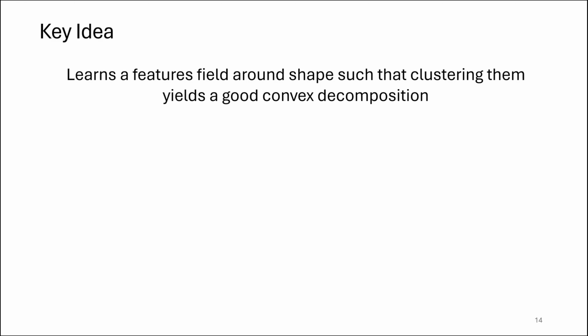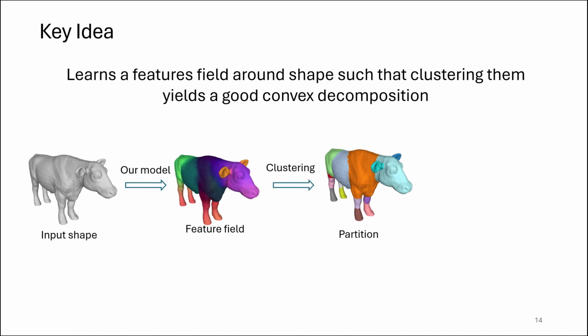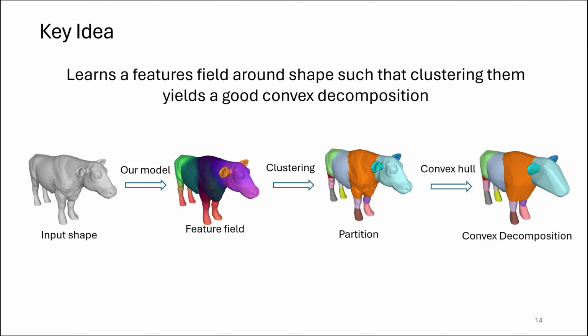So the key idea of our method is to learn a set of features on the surface of the shape, such that the distance between two points in the feature space indicates whether these two points lie in the same convex component. And then we can perform clustering using off-the-shelf clustering tools like k-means clustering or agglomerative clustering on this feature and get a good partition of the shape. And the convex hull of each partition will be the final convex decomposition.